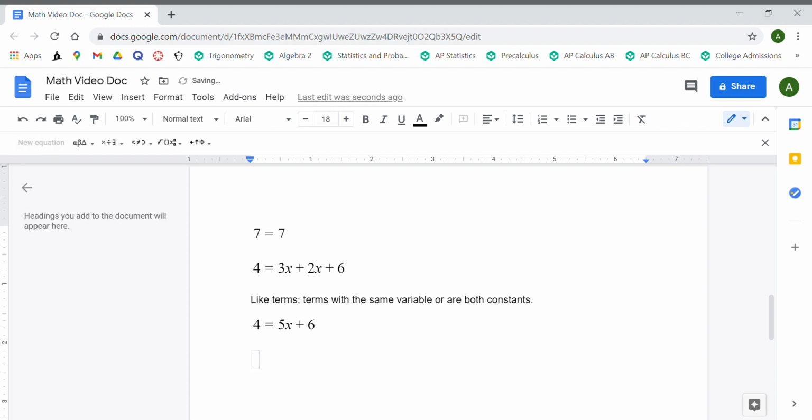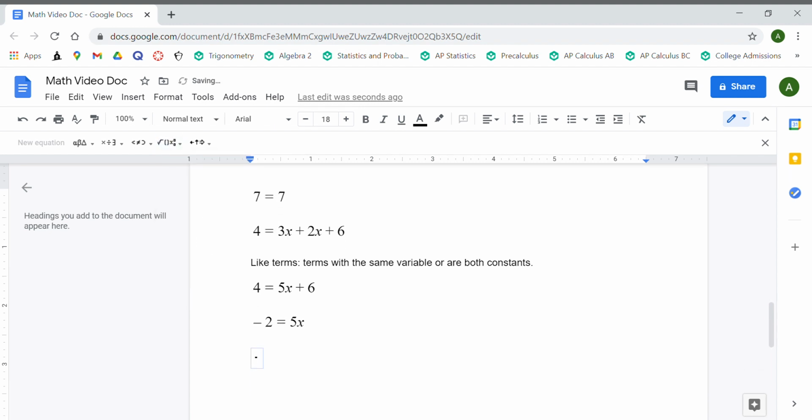We are going to subtract 6 from both sides. 4 minus 6 equals negative 2. That equals 5x. And now we're going to divide each side by 5. We're going to get a fraction as our answer. Negative 2 fifths equals x.